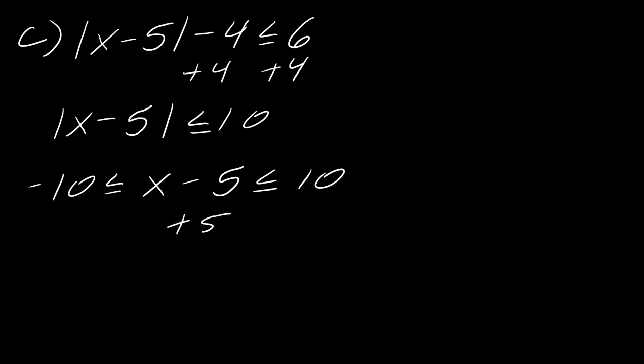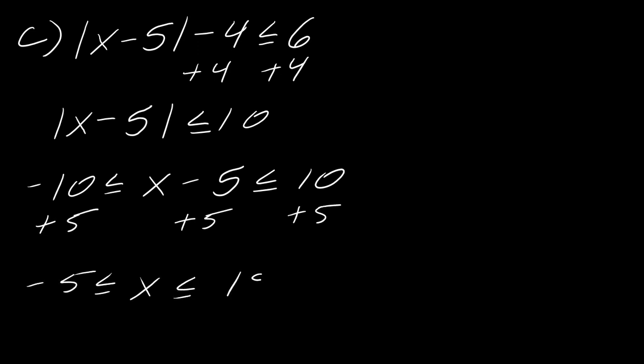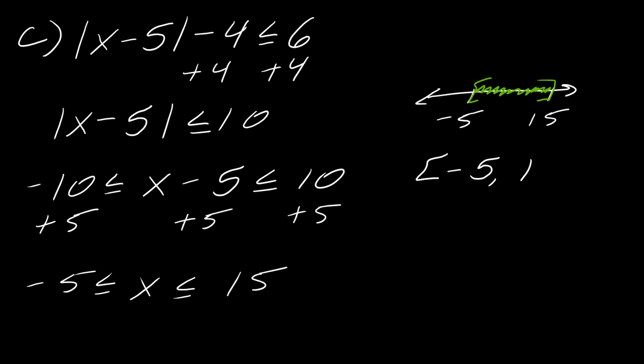And then to finish solving, well, actually, why don't you finish solving, and do the number line and the interval notation, and then hit play when you think you've got it. Okay, so now I'm going to add 5 to all sides. So this is negative 5 is less than or equal to x less than or equal to 15. So here's negative 5, here's 15. These values are included, so I'm going to use square brackets, color in between, and then my interval notation goes from negative 5 to 15, inclusive of those. Okay, so let's keep going.